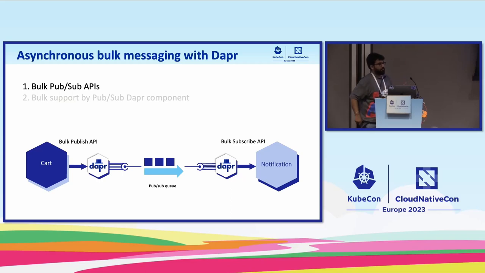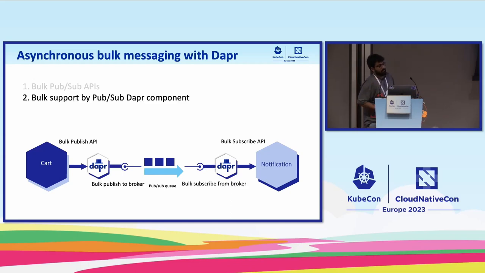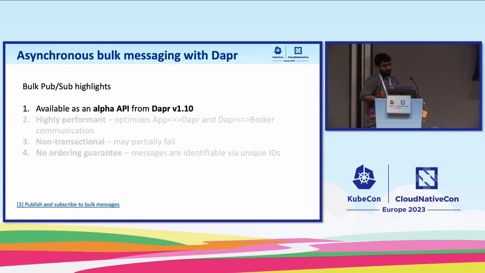And this improves the latency between the application and the Dapr by a lot. And also Dapr can make parallel publish requests now, which is even faster than making a single request. Furthermore, if the PubSub component also supports bulk, you could also optimize it further. So the Dapr sidecar can also talk to the broker as in bulk request. It can be on the publish end, it can be on the subscribing end.